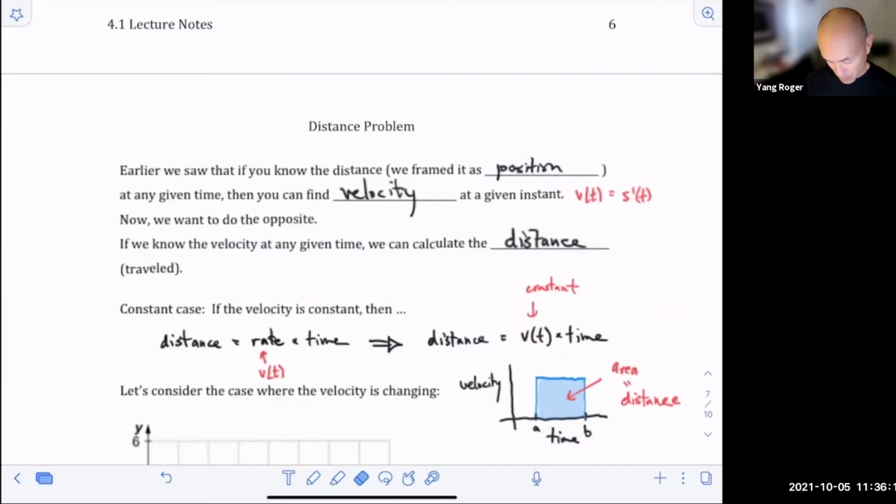So some of you may be familiar with this idea of distance is equal to the rate times the time.